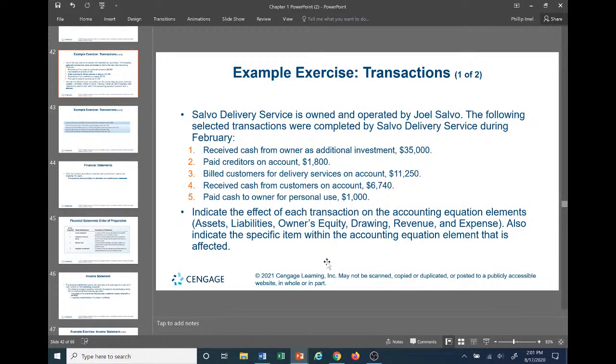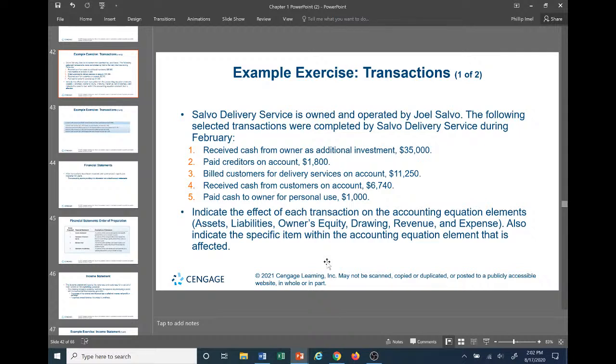Now let's say we received cash from customers on account of $6,740. So us, the company, we are receiving cash from customers on account. So what does this mean? Let's look at number 3 again. Remember, we billed customers $11,250 on account. So we have an asset, a receivable, of what someone owes us, right? Because we delivered it on account.